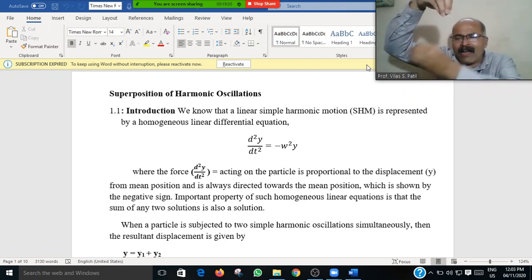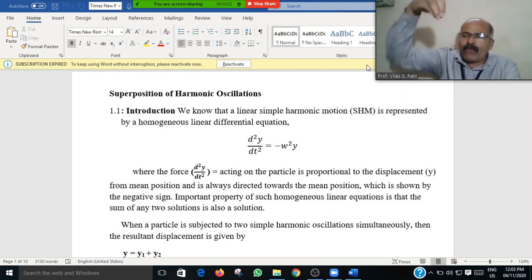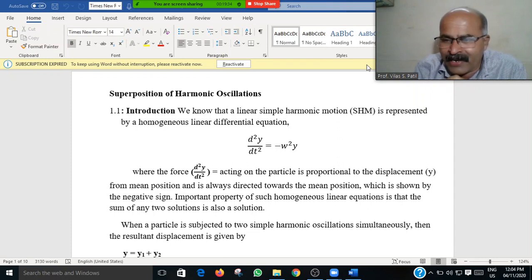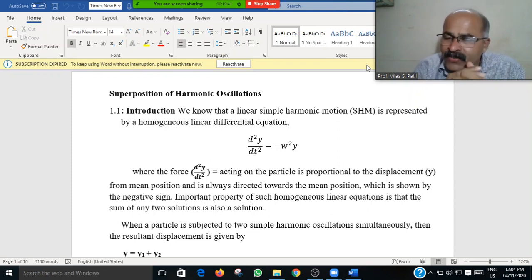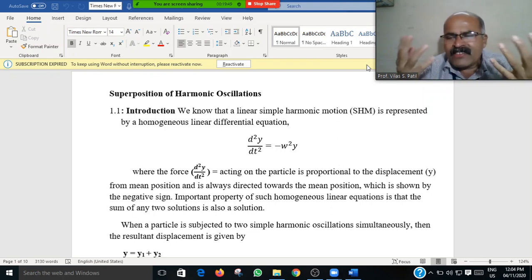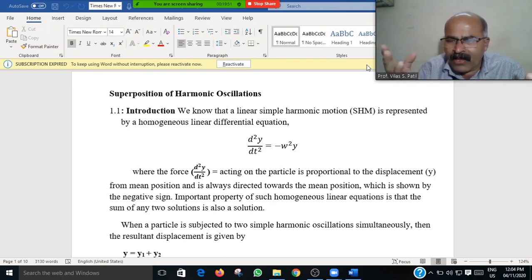This side and that side. The to and fro motion will start, and such a to and fro motion about the mean position is known as an oscillatory motion, and that motion is known as simple harmonic motion, simply known as SHM. SHM is a wave, it is a sine wave.